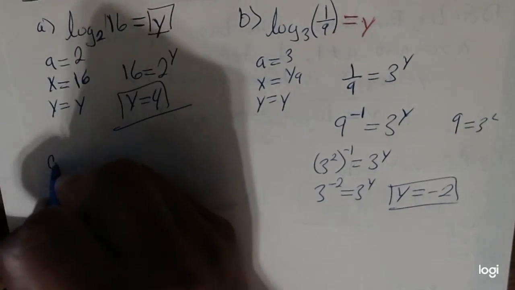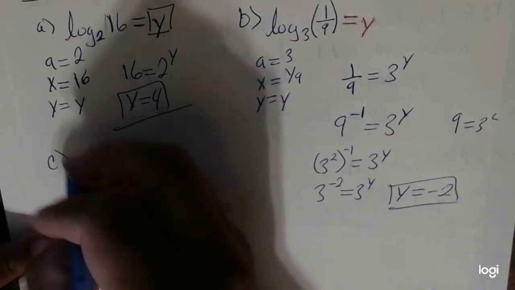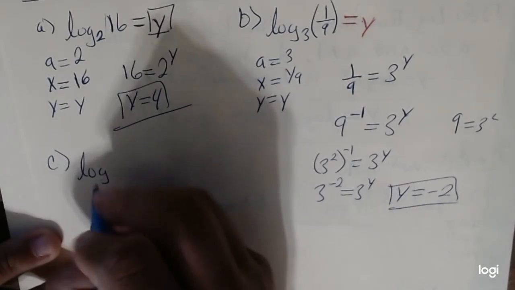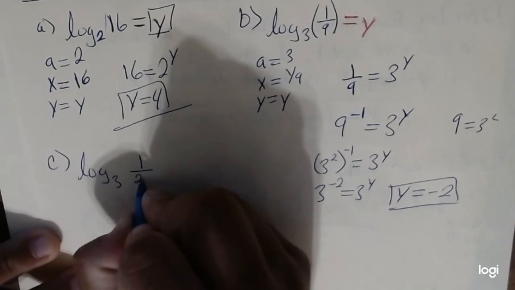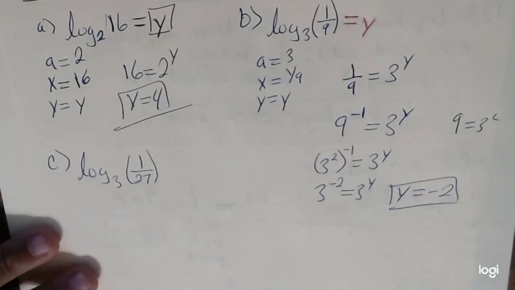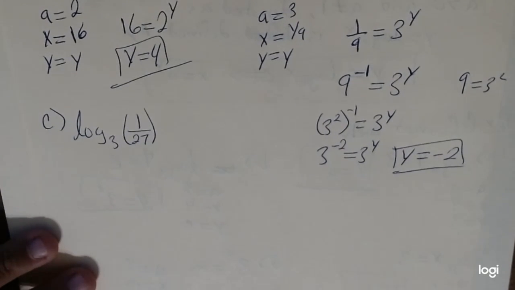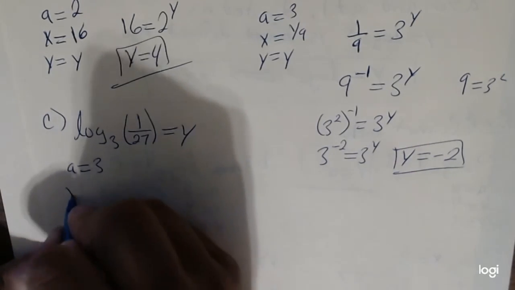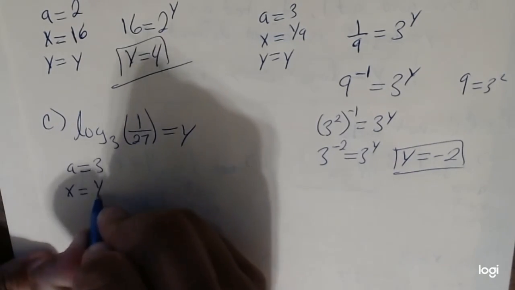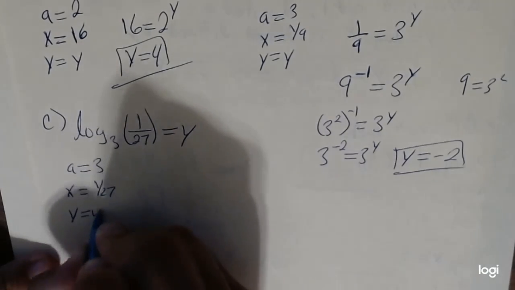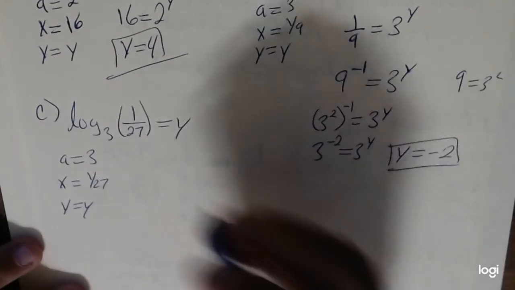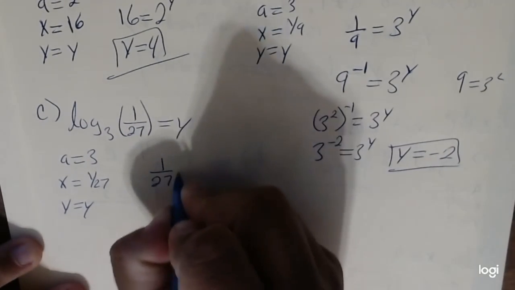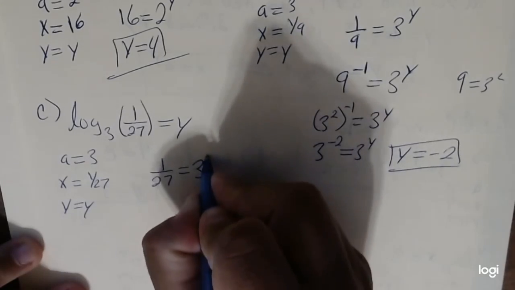Okay, let's try another one. Kind of the same template here. Again, this is going to equal y. My base is going to be 3, x is going to be 1 over 27, and y is going to be y. So rewriting this gives me 1 over 27 is equal to 3 to some power.